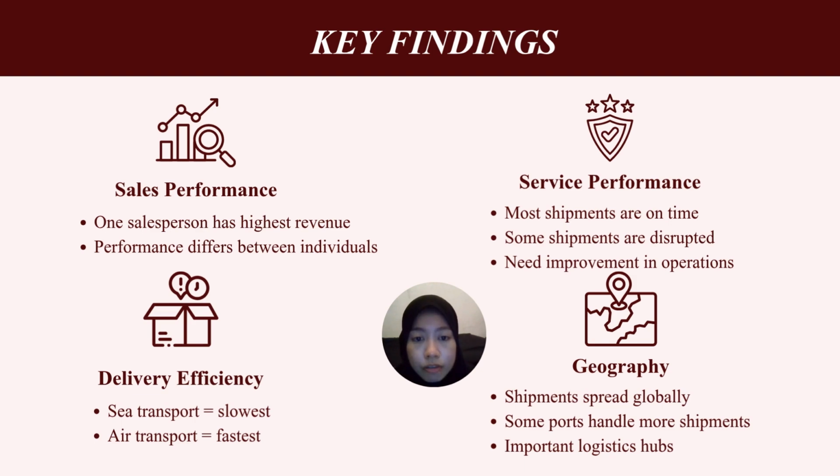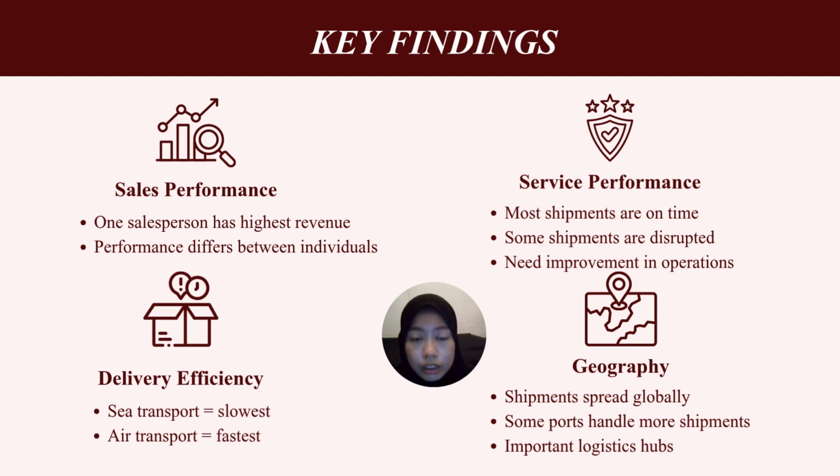The second key finding is delivery efficiency. For delivery efficiency, we observe differences based on transportation mode. Sea transport is the slowest method due to longer travel time and handling processes. In contrast, air transport is the fastest option, making it suitable for urgent or high priority shipments.